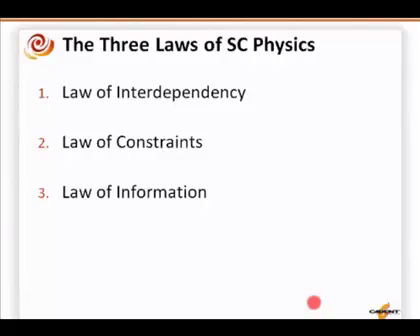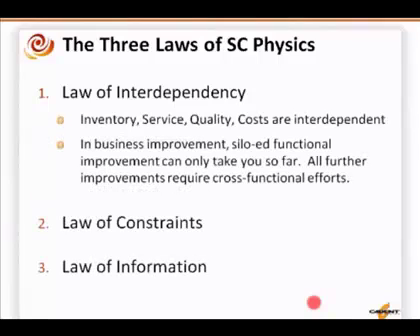We presented last time 3 laws of supply chain physics: the law of interdependency, the law of constraints, and the law of information. The law of interdependency talked about inventory, service, quality, and cost as being interdependent. At a certain point, when you've improved your organization, reducing inventory may have an impact on service, and certainly will have an impact on cost. Raising inventory could improve service, but it could have an impact on cost. If you have quality problems, it could have an impact on service and cost as well.